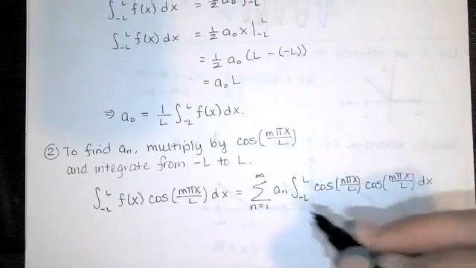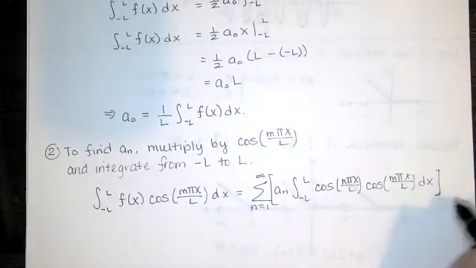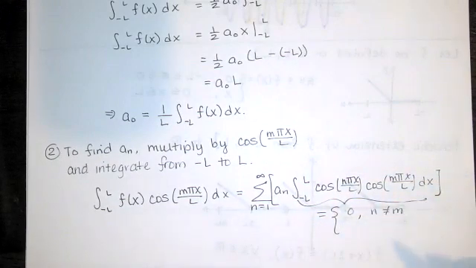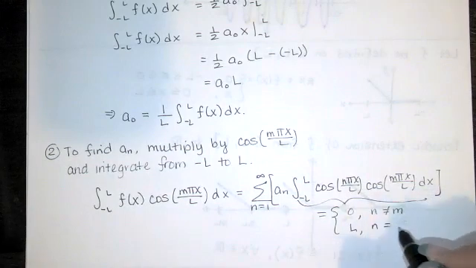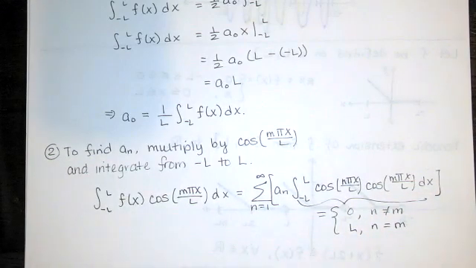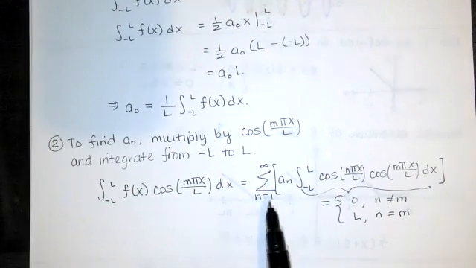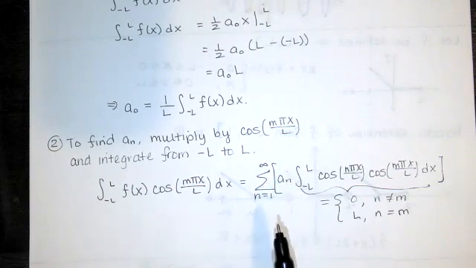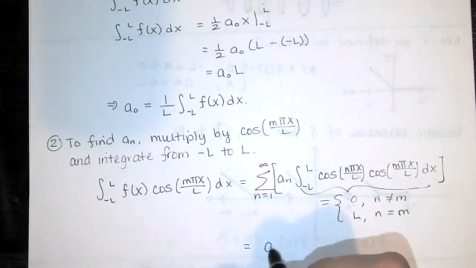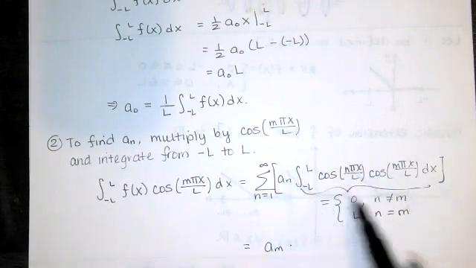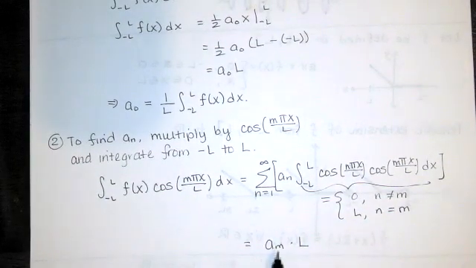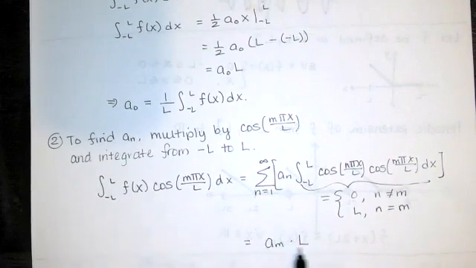Once I'm here, remember this integral is 0 whenever n and m are not equal to each other. But we'll get L when n and m are equal to each other. So that means on the interval from n equals 1 to infinity, only one of these guys will remain, and it's the one where n is equal to m. So this will actually be equal to a sub m times the value of this integral, which is L. Now, our formula has an a sub n in it, not an a sub m, but now I've got this side equals this side.